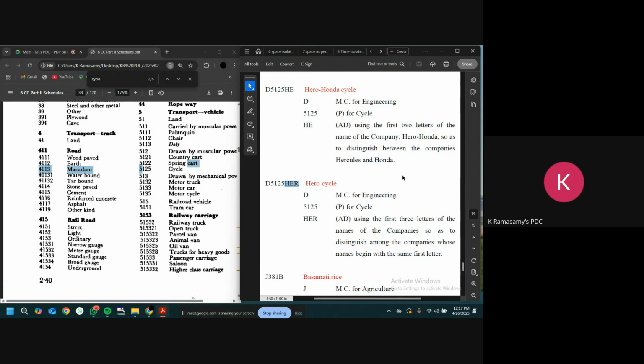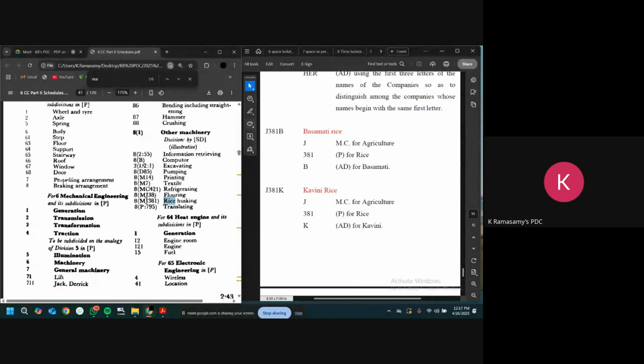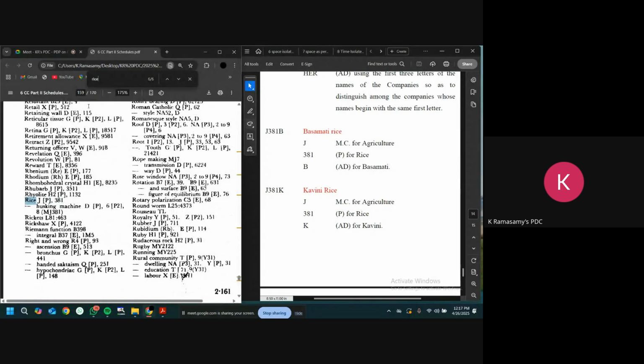The same way, for example, there's a book on basmati rice. See what is the number for rice? I go to the index, type, and try to see what is the number for rice. Index says rice is in J main class, a personality, 381. So I wrote J as the main class, 381 personality for rice.